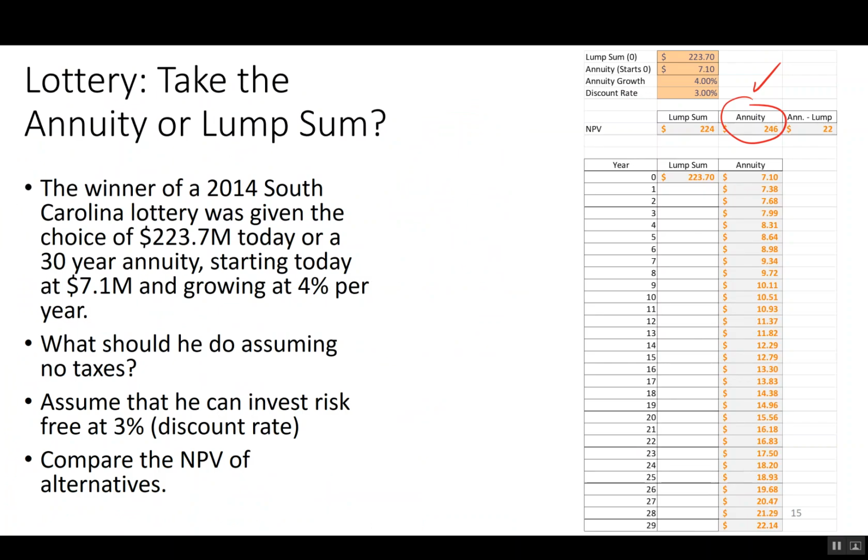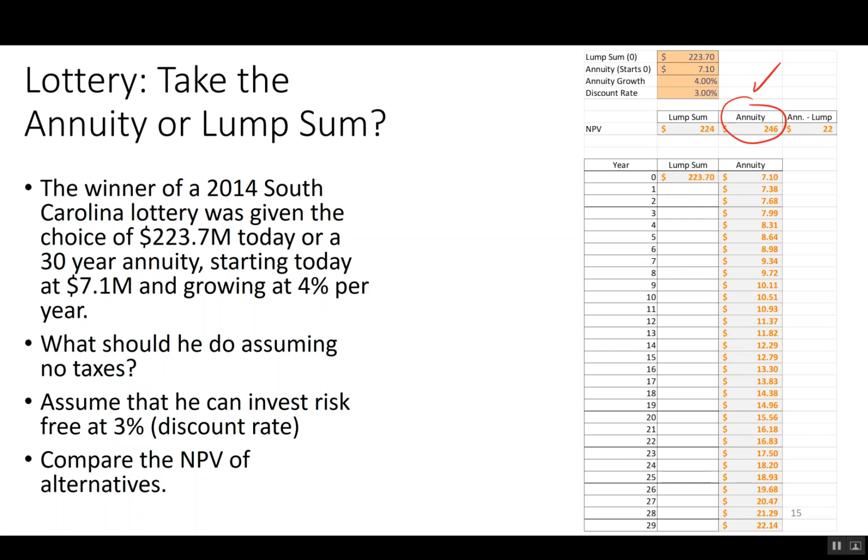And the first one is a lottery example. The winner of the 2014 South Carolina lottery was given a choice of $223 million today, or a 30-year annuity starting today at $7 million, and that annuity grows at 4% per year. So the question is, what should the winner do? Should they take the 223 or should they take the 30-year annuity? Let's assume that the winner can borrow or invest at 3%. In other words, that's kind of their cost of capital.